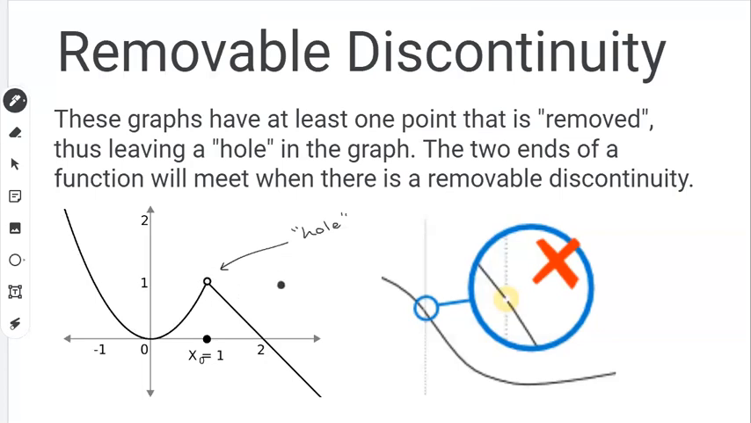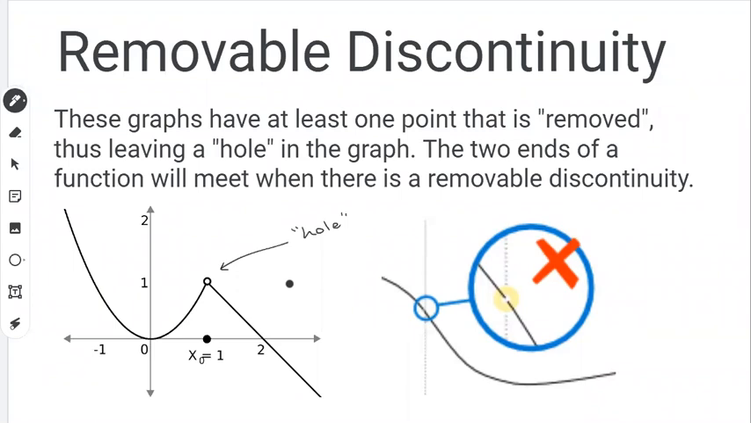And the reason why is that I removed a point. I took the point out from right here and I put it all the way down here. So there's a hole in the graph. That means that this function cannot be continuous, right? It would be discontinuous because it has a discontinuity right here where this hole is. So the two ends of the function do meet, but the point has been taken out, right? So that would be called a removable discontinuity.